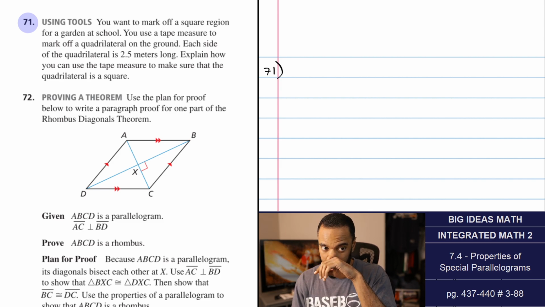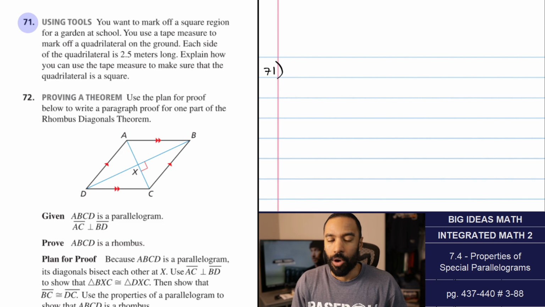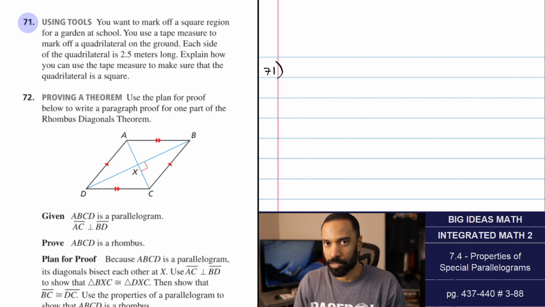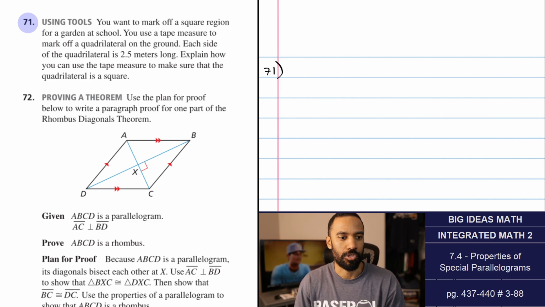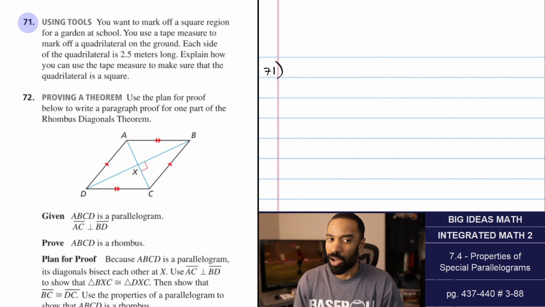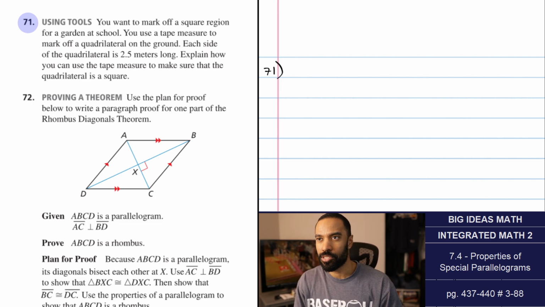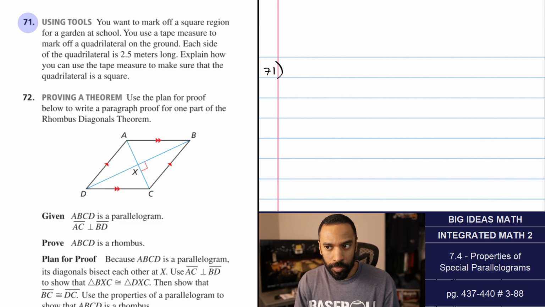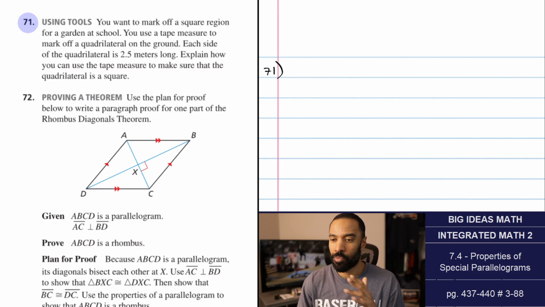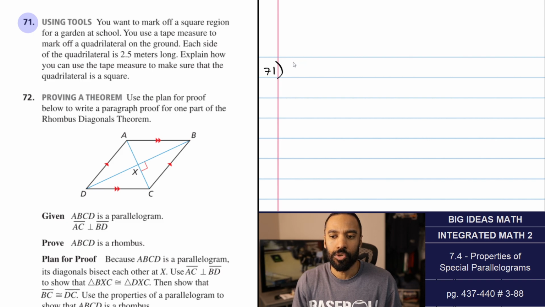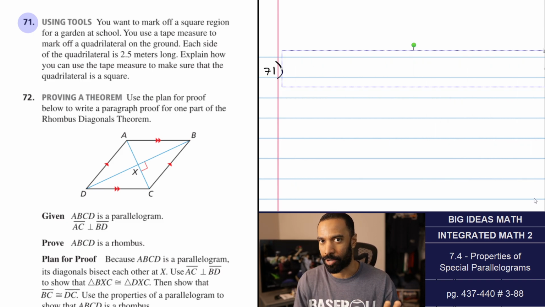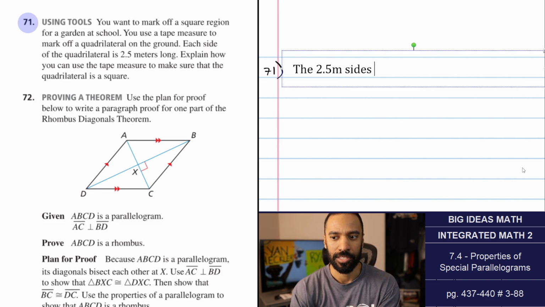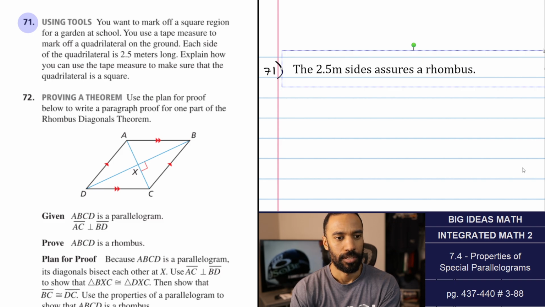Okay. Use a tape measure to mark off a quadrilateral on the ground. Each side of the quad is 2.5. So basically, when we did the 2.5 meters part, you've assured that you've made a rhombus. Now you have to do something to also make sure this quadrilateral is a square. You have a lot of options, but now that you have a rhombus, you'd want to make sure that either your diagonals are congruent, or you get a right angle on one of the things. So you have options here. You just want to make sure it also gets a rectangle property. So the 2.5 meter sides assure a rhombus.